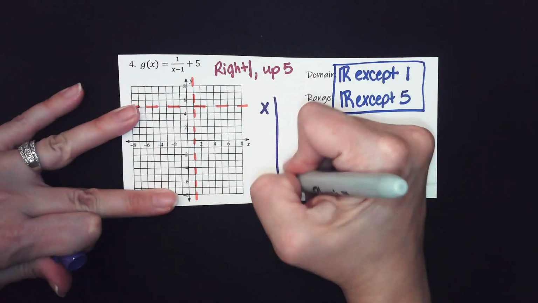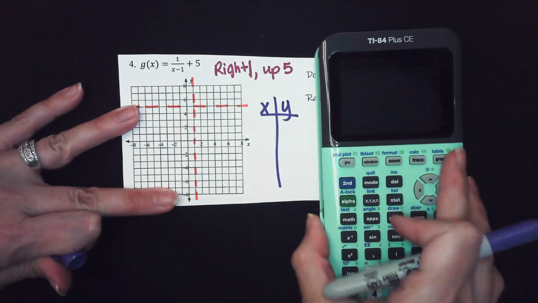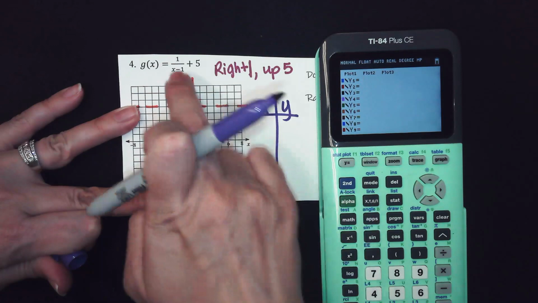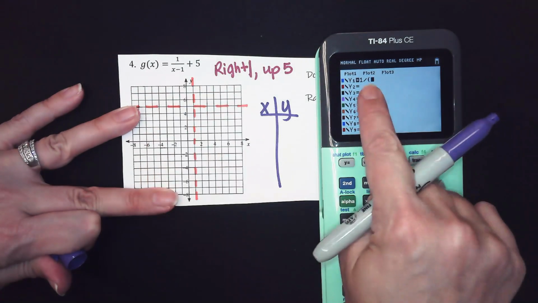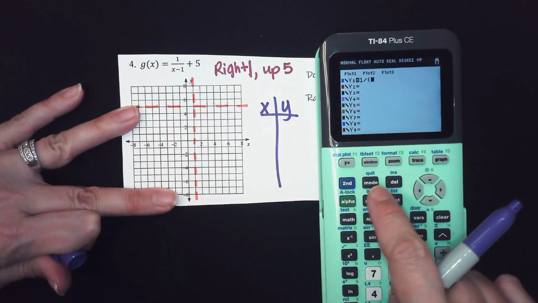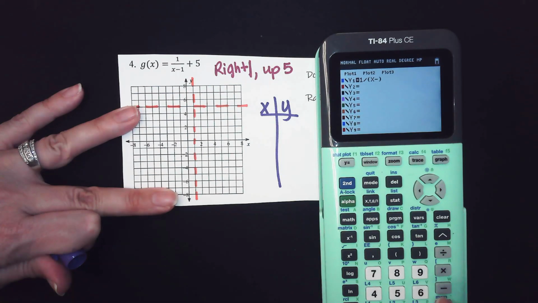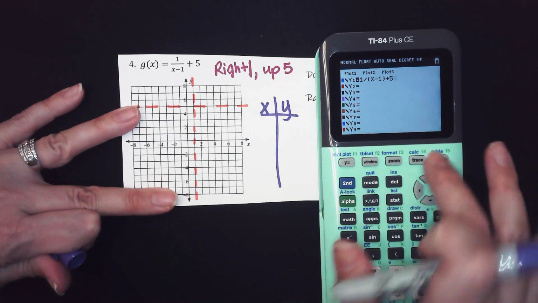So x, y, get my calculator. Now again, I'm dividing by a binomial, so I do need to put 1 divided by parentheses x minus 1 and then close the parentheses. Oops, I have to get a 1 in there. Okay, if you don't have x minus 1 in parentheses, it divides by x and then subtracts 1 from the whole thing. So make sure it's in parentheses and then plus 5.